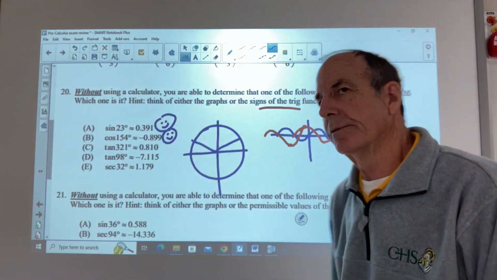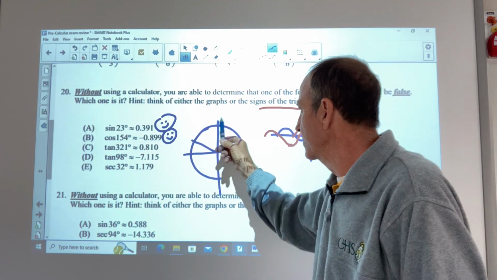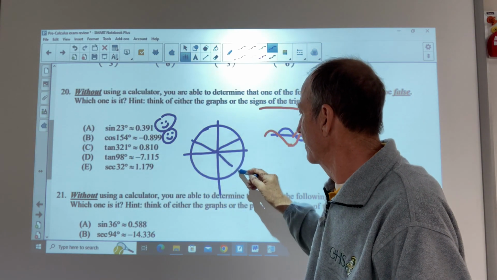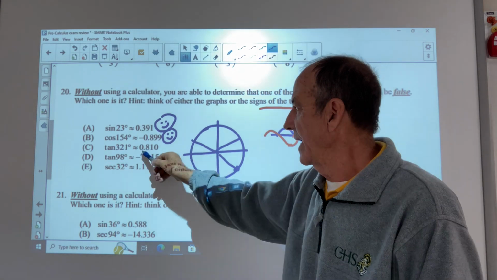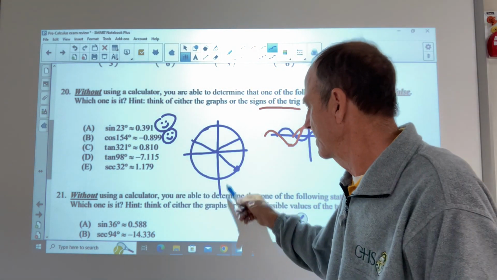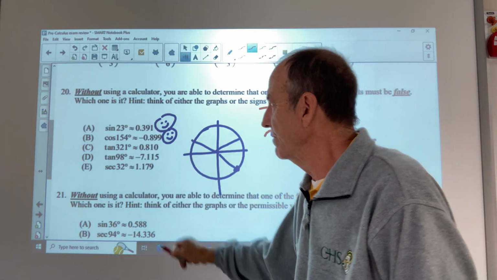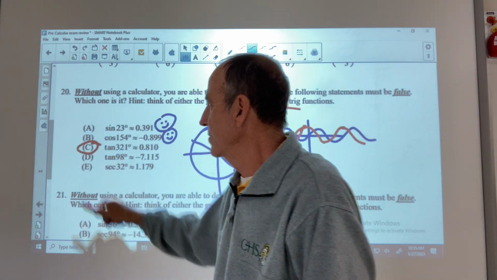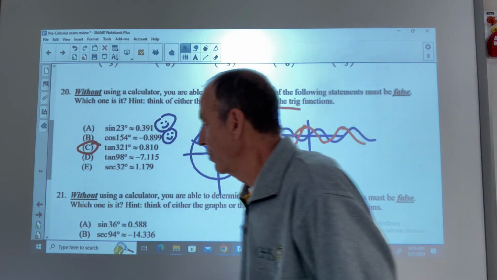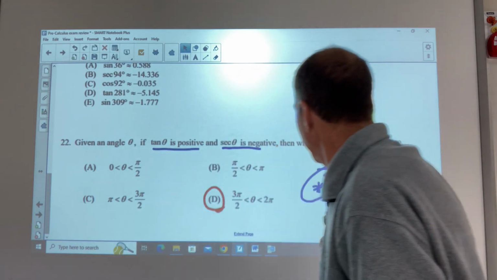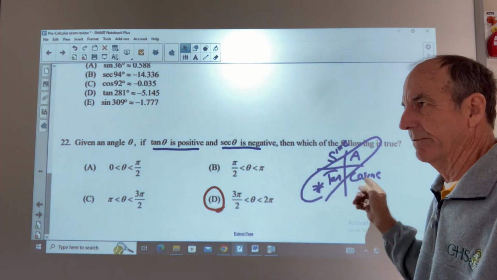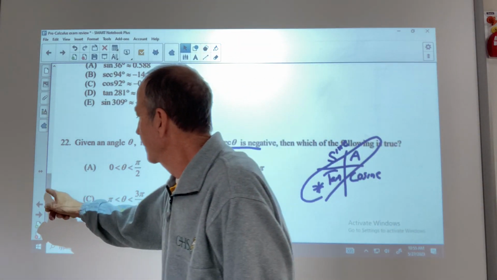The tangent of 321 degrees. So there's 90, 180, 270, that's 360. 321 is going to be over here somewhere. And it says the tangent is positive. Wait a minute, the tangent can't be positive. This one is the one that must be false. Okay, so the tangent cannot be positive in quadrant 4. We know that in quadrant 4, only the cosine and the secant are positive. The tangent has to be negative over there. So that one is done.